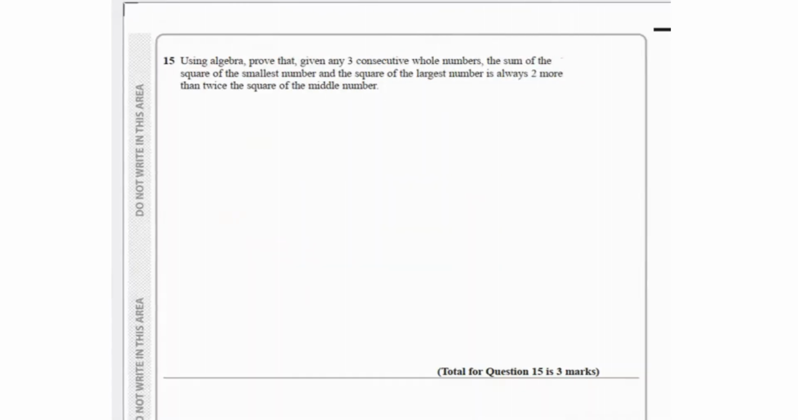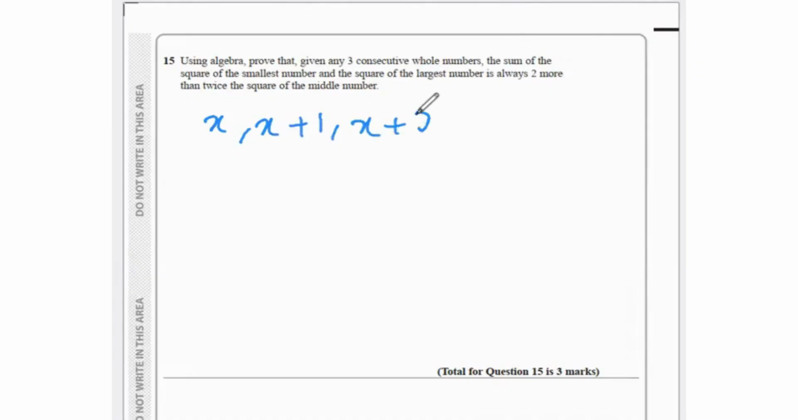Then it says using algebra, prove that given any three consecutive whole numbers, the sum of the square of the smallest number and the square of the largest number is always 2 more than twice the middle number. Okay, this is kind of similar to a question that we already did. So any three consecutive whole numbers, let's write that. So we can say x, x plus 1, x plus 2. These are three consecutive whole numbers.